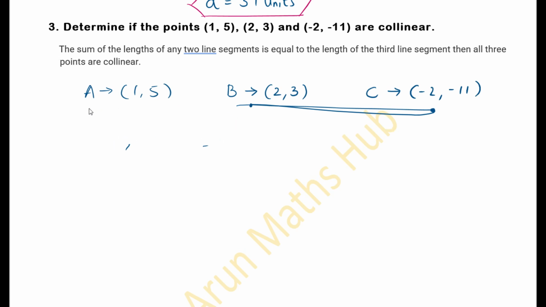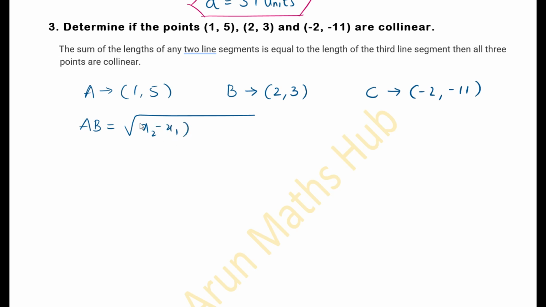What is the first step? We need to find out the length AB, then BC and AC. We need to check whether AB plus BC is equal to AC. Now the first step, we'll find the length of the line segment AB by using the distance formula, that is square root of (x2 minus x1) whole square plus (y2 minus y1) whole square. What is x1? x1 is 1, y1, x2, y2.